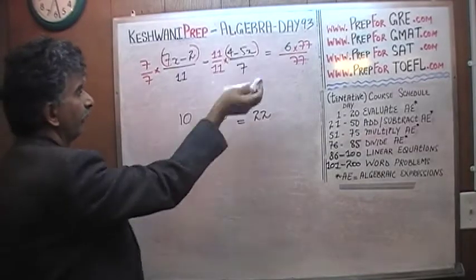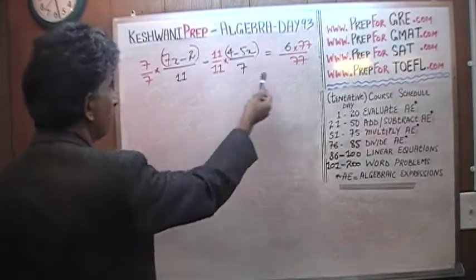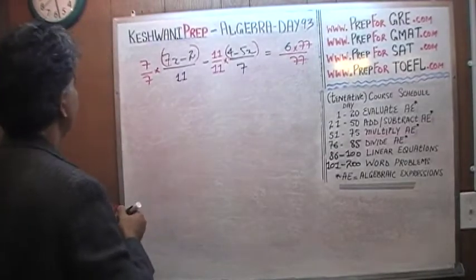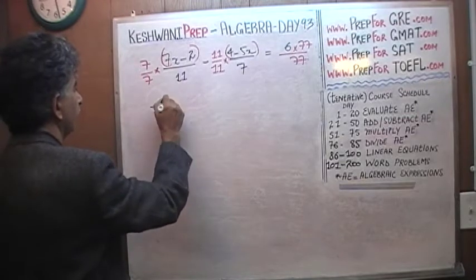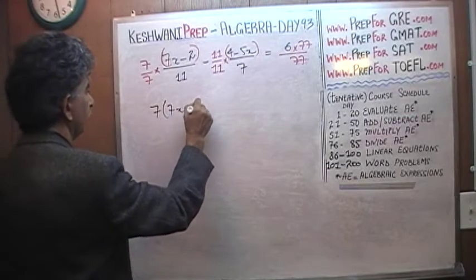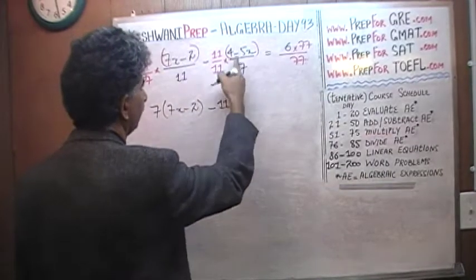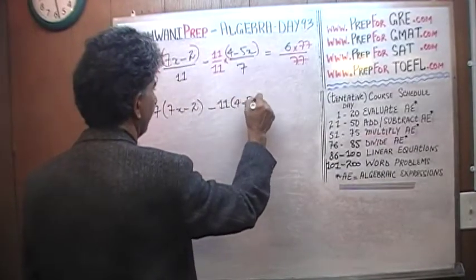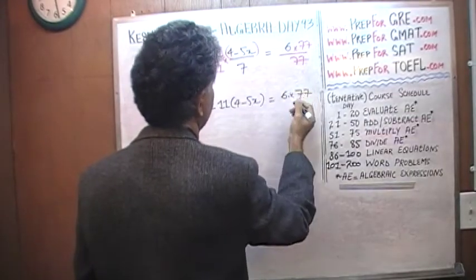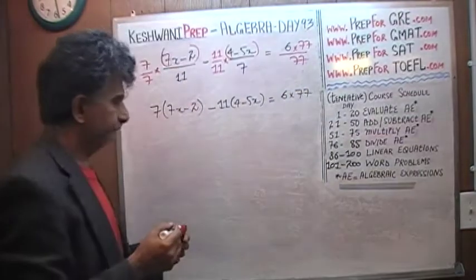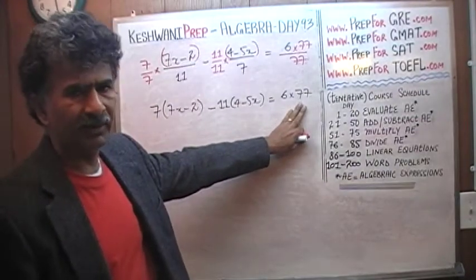So we can ignore 77 now, because it appears everywhere in the bottom, that is. So what we're left with here is 7 times 7x minus 2 minus, don't forget it's a minus, 11 times 4 minus 5x equals 6 times 77. And the bottom 77 just disappears. Leave it like that. Don't waste your time trying to do it out. It's not necessary right now.